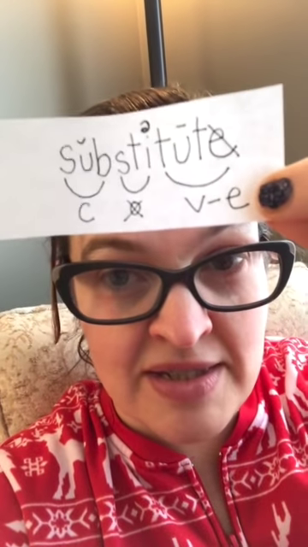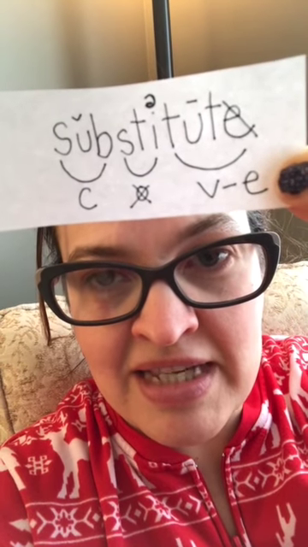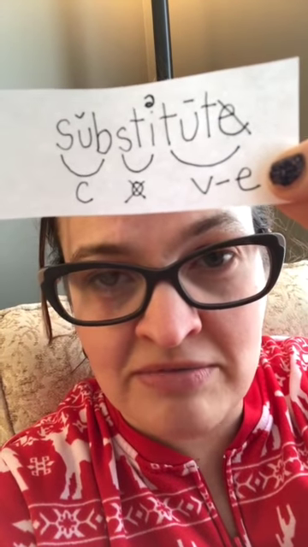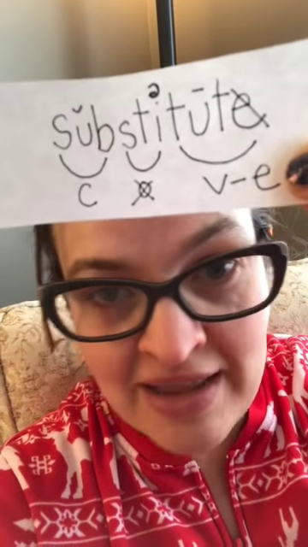Next, substitute. She was a substitute teacher. Sub is a closed syllable. STI is an open syllable exception with a schwa in the middle. It's an I. And then tute is a T-U-T-E, long U, silent E.